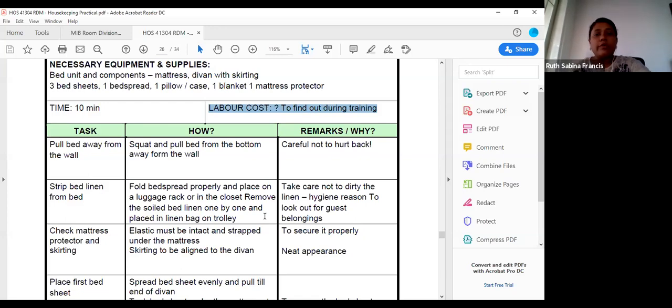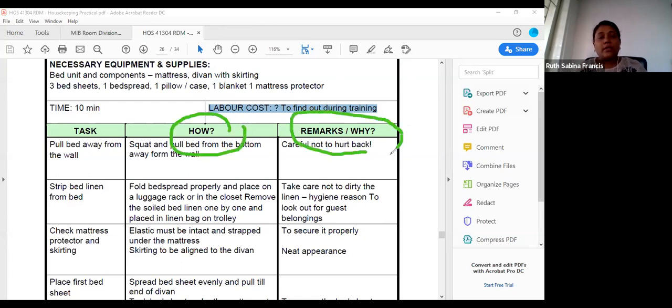All right, so moving on, you will segregate it into 3 basic columns: the task, the how, and the why. These two, the how and the why, are the most important things that you will have to highlight for your students, right? The how and the why. This is very, very important.